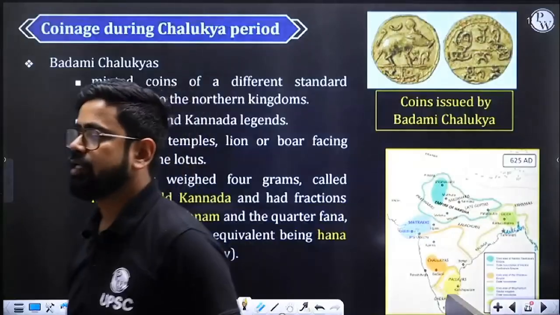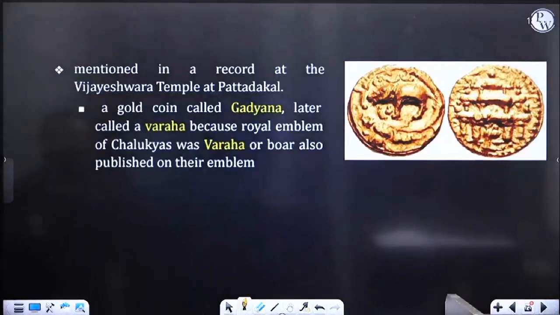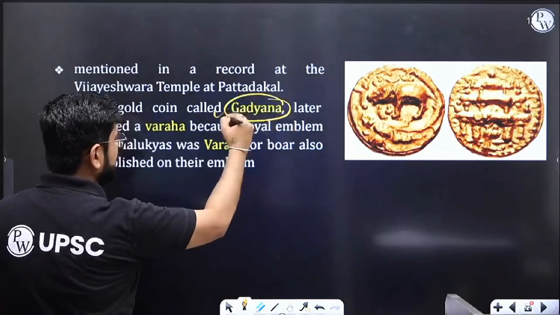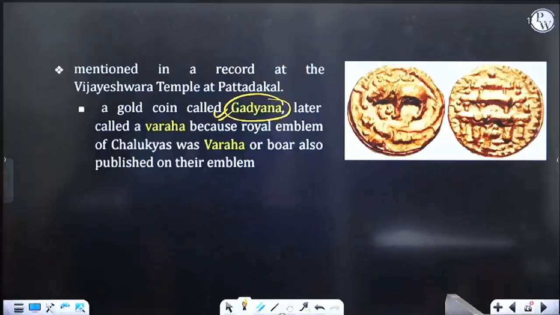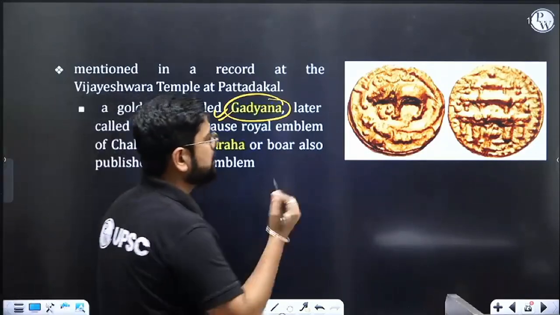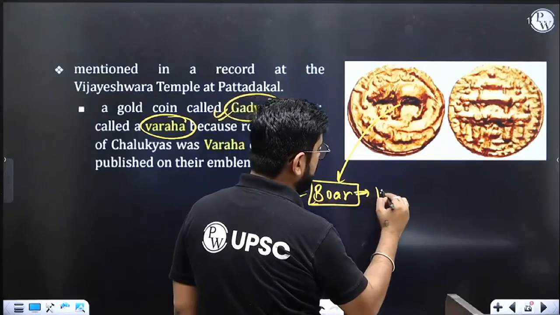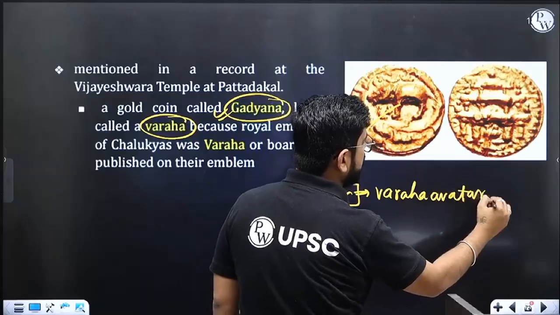Now coinage. If you see coinage during the Chalukya period, it starts with gold coinage as well. So they had some gold coin, and a gold coin is called Gadiyana. This is also called Varaha. Why Varaha? Because it has a boar over it, inspired from the Varaha avatar. So because it has a boar over it, it is also called the Varaha coin.